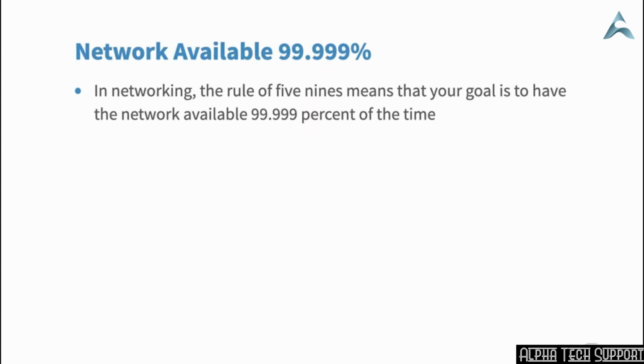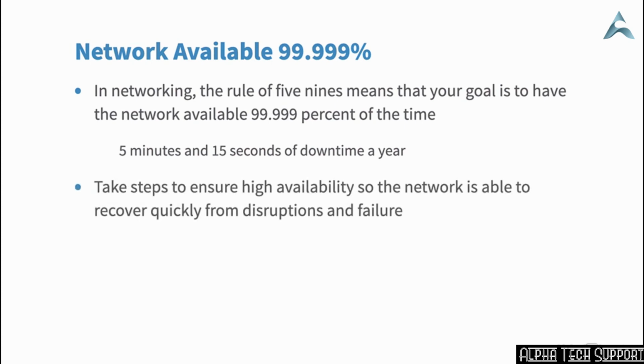In networking, the rule of 5 nines means that your goal is to have the network available 99.999% of the time, which equates to 5 minutes and 15 seconds of downtime a year. To achieve this goal, the network administrator must take steps to ensure high availability, as the network must be able to quickly recover from disruptions and failure.